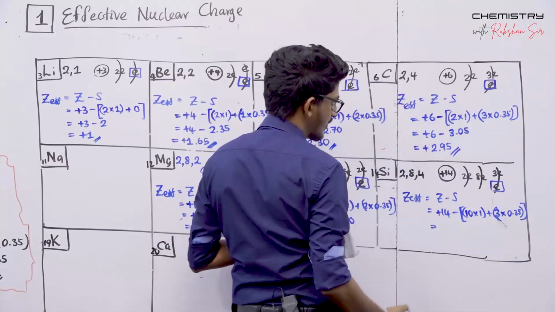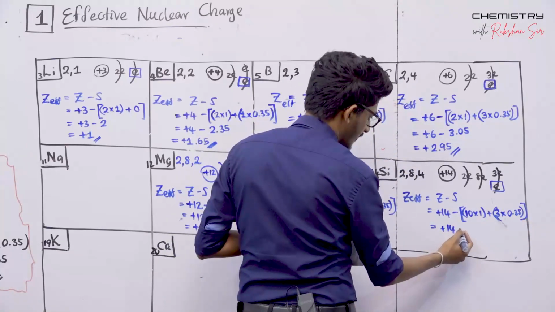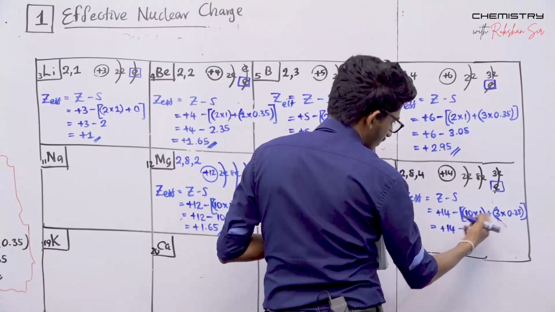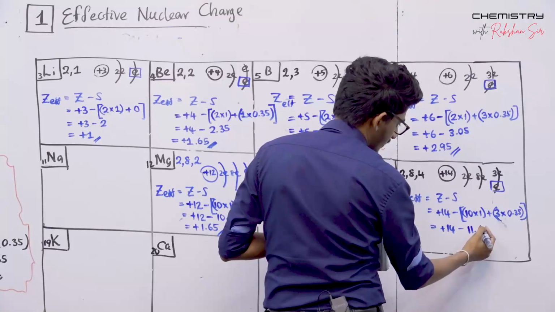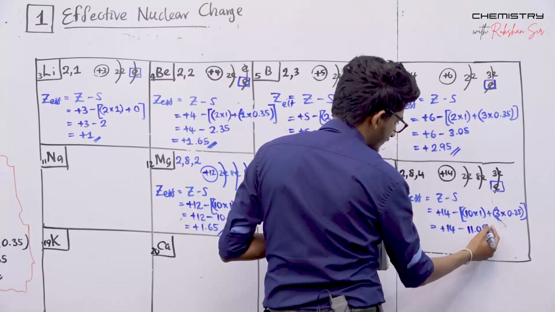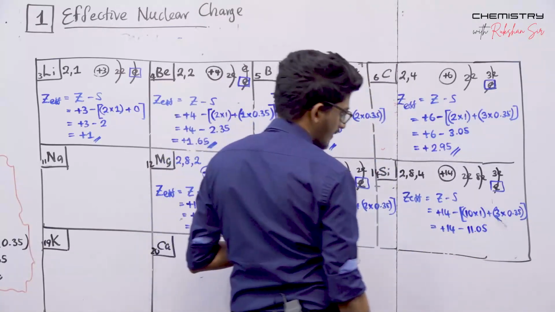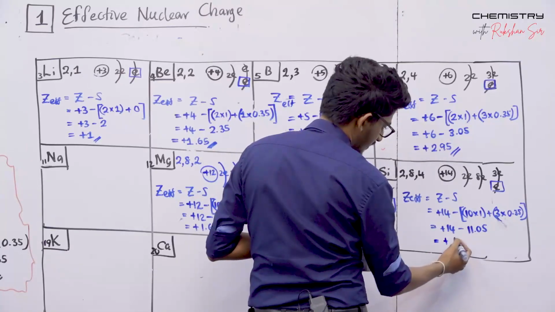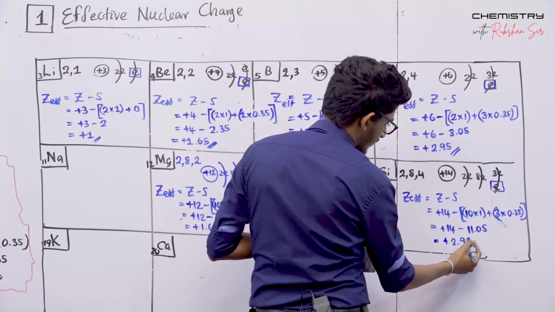So it is going to be plus 14 minus 10 and 1.05, that is 11.05, right, 11.05. That will give you plus 2.95.